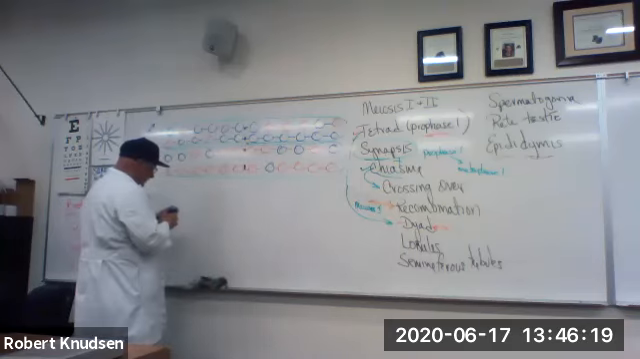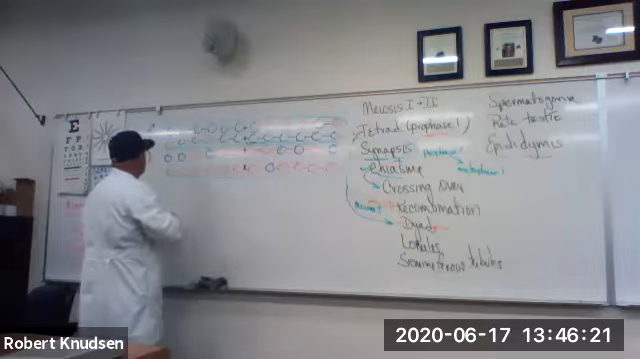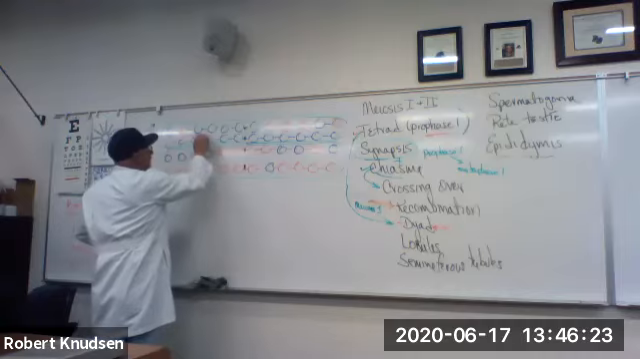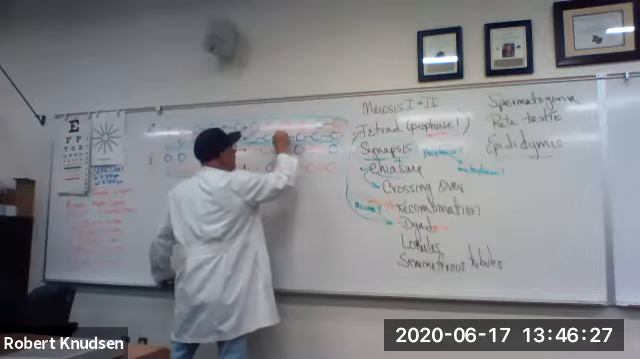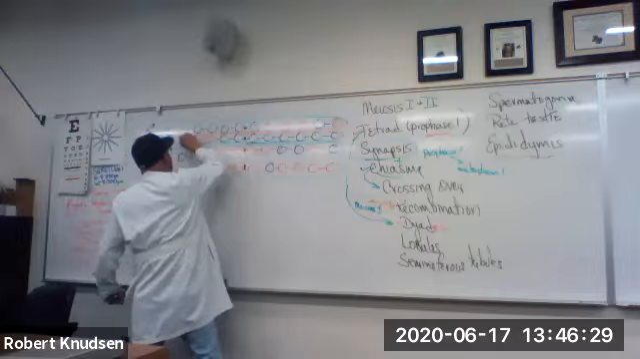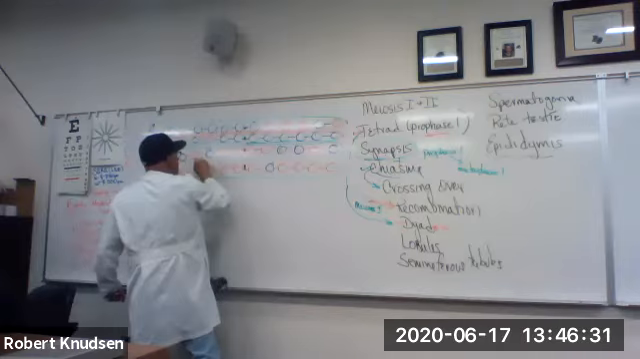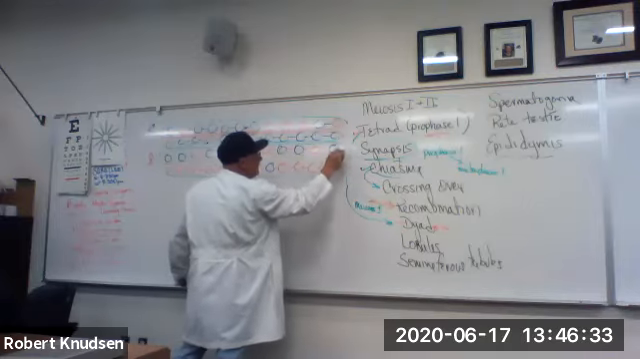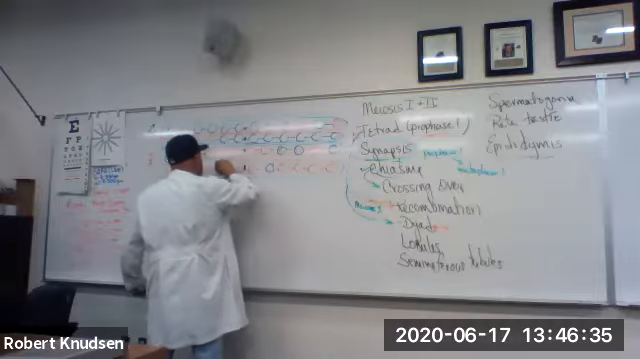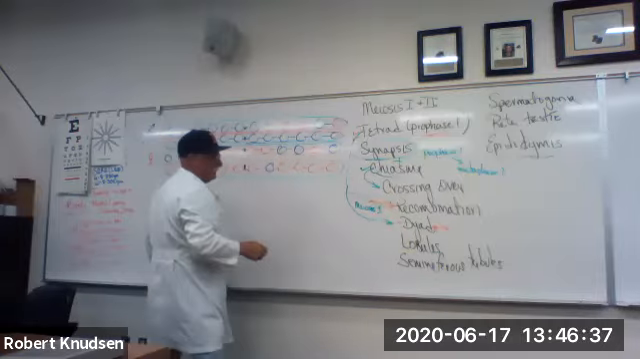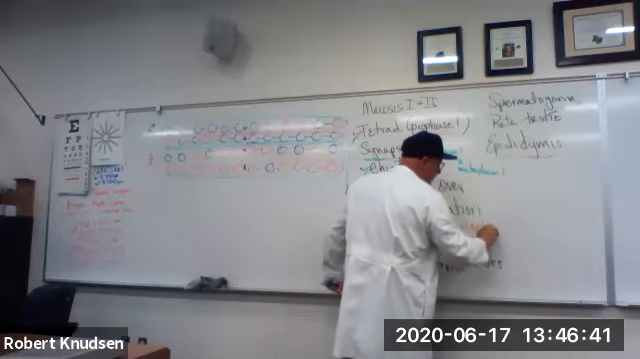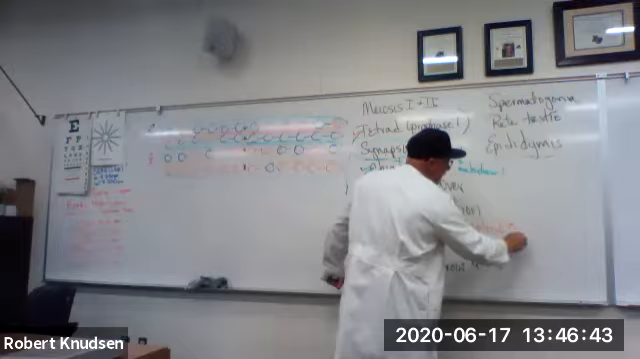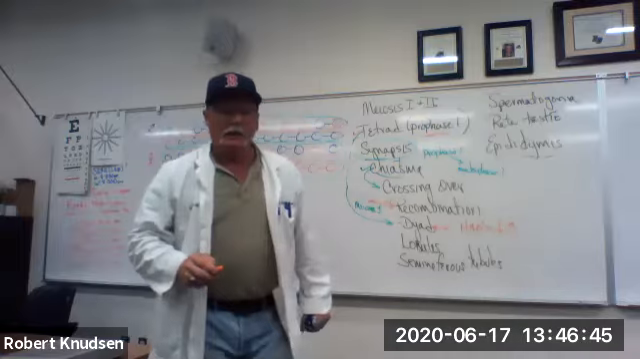I'm going to do it in orange so you can see the difference. My question is, this is now a haploid cell. Dyad goes to a haploid cell. N. Remember that? Okay.